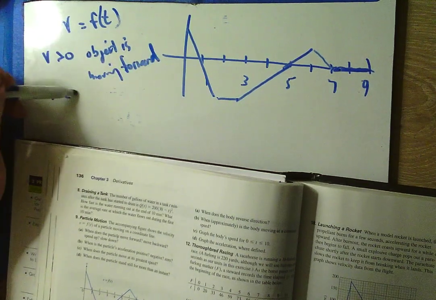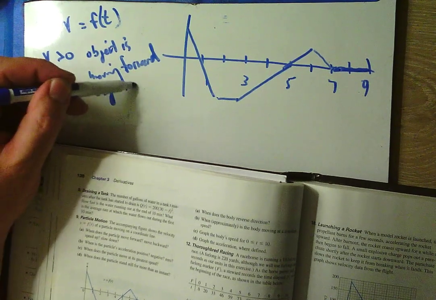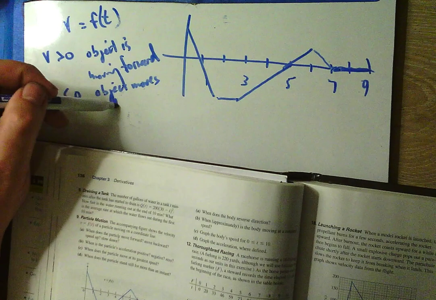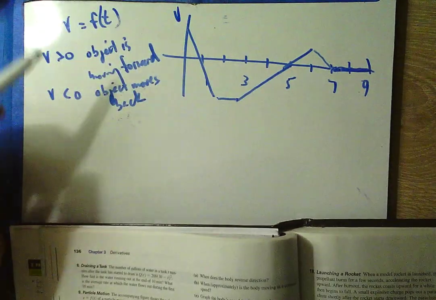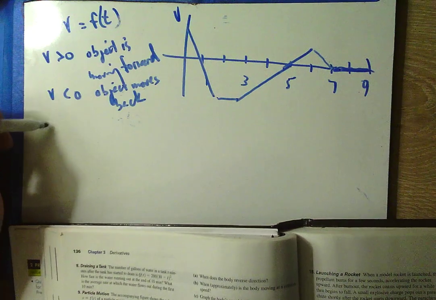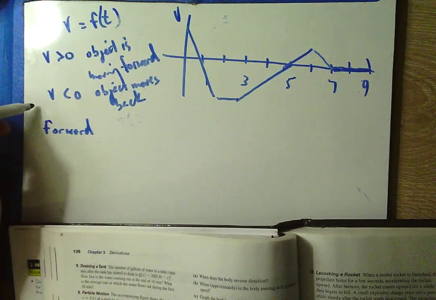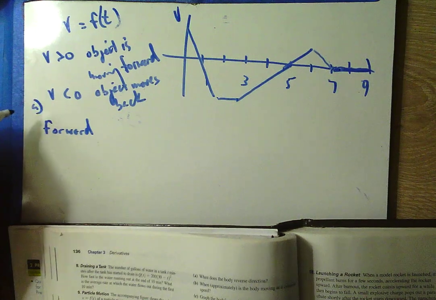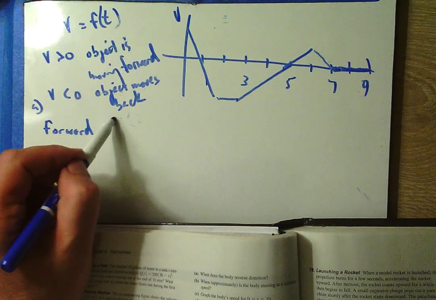And we know when V is less than 0, the object moves back. So, if this is a graph of V, I say the object is moving forward, and that's part A. When does the object move forward? When velocity is greater than 0.